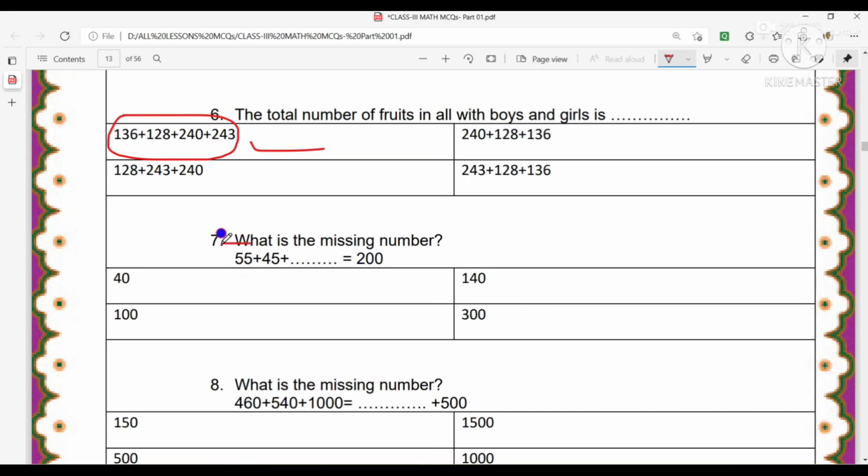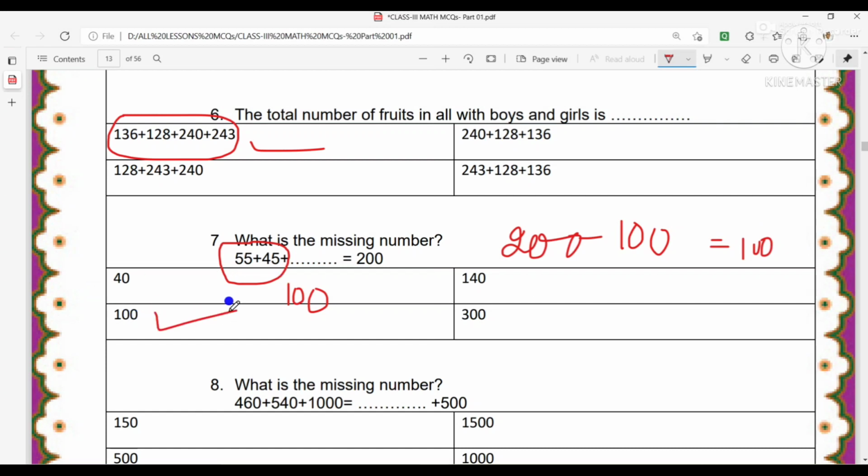So we have to add 55 and 45. Then we have to subtract the number from 200. So if we add 55 plus 45, we will get 100, right? Then we will subtract 100 from 200. So 200 minus 100 will be equal to 100. So the answer will be 100.